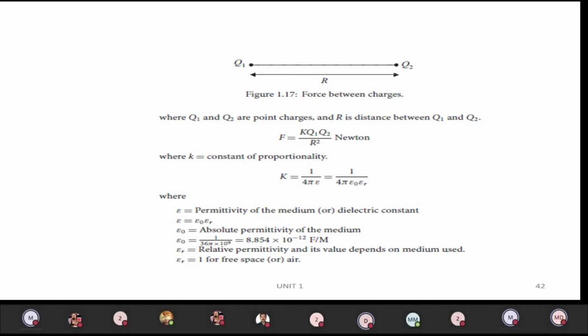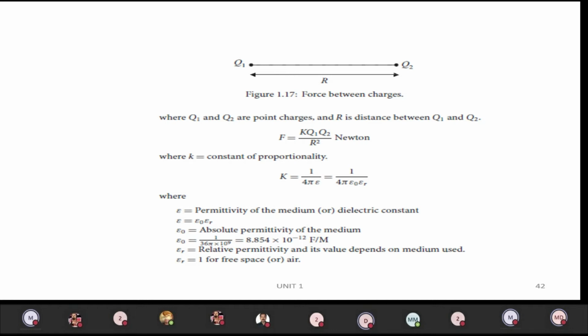So what can you write? The force formula is Q1 Q2 divided by 4 pi epsilon into r square. That is the basic formula of Coulomb's law. The unit of force is Newton.